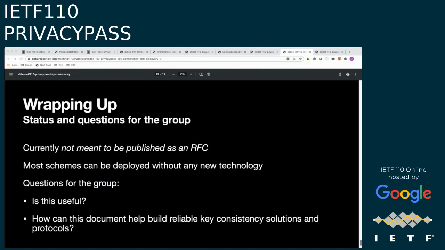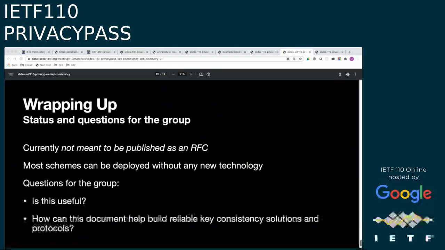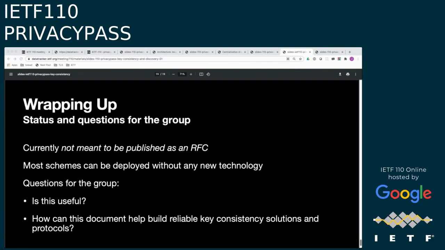Minor friendly amendment on Martin's point. It seems like in a scheme like that, where the relying party or the redeemer was stating the trusted issuers, the redeemer could also specify what public keys it trusts for those issuers, which would clear up some of the key consistency stuff here.